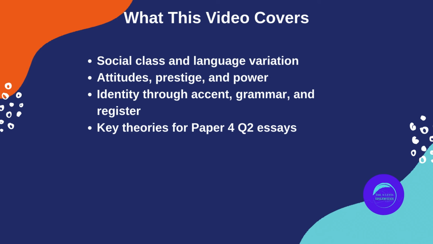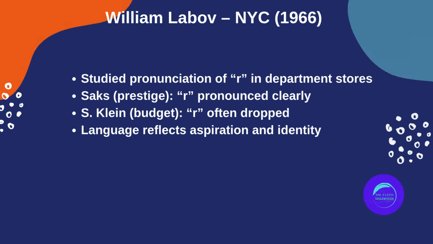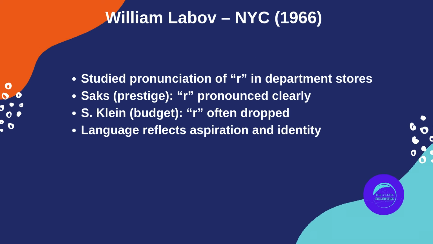Let's start with one of the most famous names in sociolinguistics, William Labov. Labov conducted research in 3 New York department stores, high-end, mid-range, and budget, and asked staff for directions to the 4th floor. He was testing for whether or not they pronounced the post-vocalic R in words like fourth.